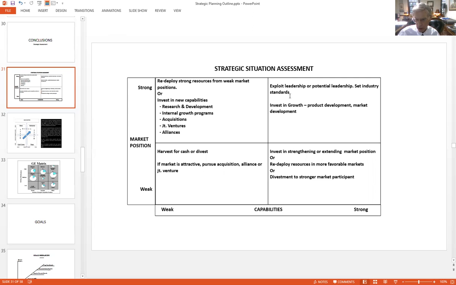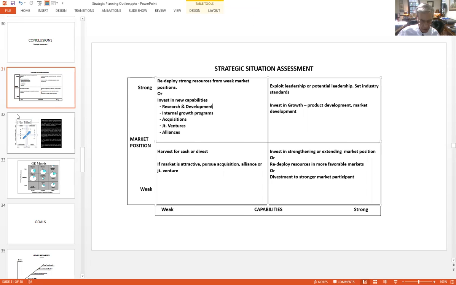We may even be able to set industry standards because we're a leader. We'll invest in businesses like this to develop new products, to develop new markets, and so forth. And you can then read the prescriptions in the other quadrants of this diagram, but this is the most general, generic strategic planning matrix there is. I might add that this one is similar to a couple others, but not exactly the same. So I'm going to claim ownership to this matrix myself.